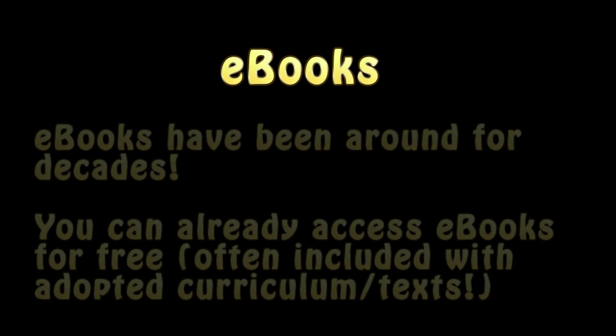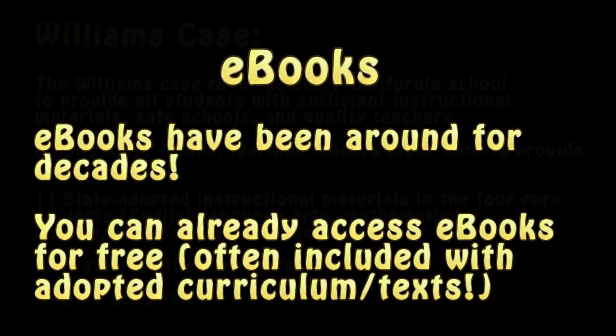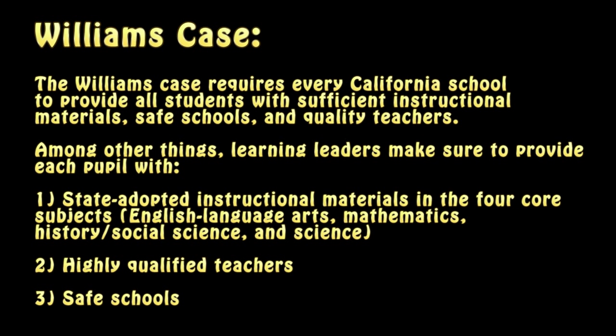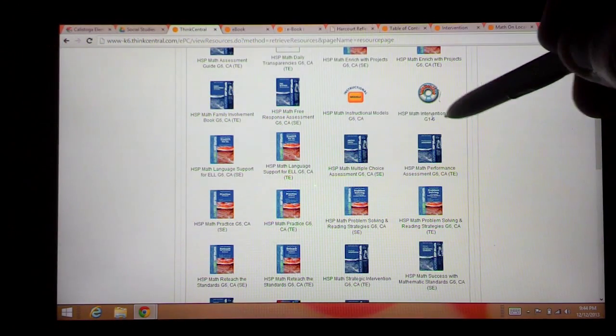But one thing that people really think about when they think of paperless content is they think of ebooks. You can get ebooks right now without even having to pay anything extra. A lot of times they're included with your curriculum that you've already adopted, that you already have the textbooks for. You can get the exact same content, which means you don't need to worry about the Williams Act or whether there's equitable resources for your students.